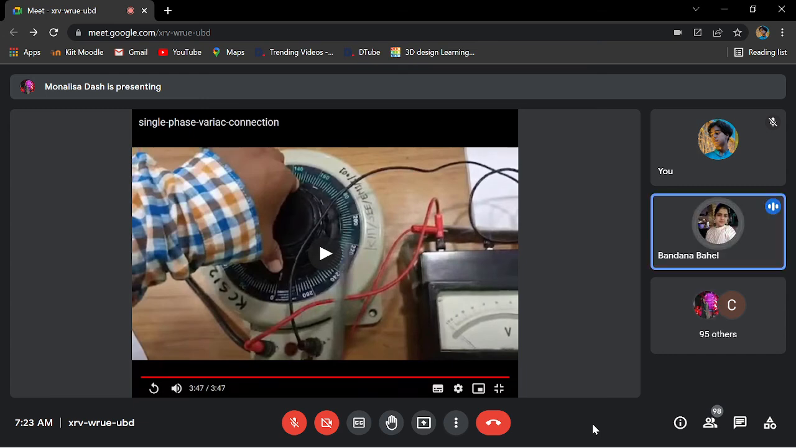So students got some knowledge about the variac. Forget about the connection, that you will also consider during the experiment. But the main thing, what is a variac and what is its function, you know that. So what is its function generally for the variac? To step up voltage or step down voltage. Yeah, it can step up and it can also step down.